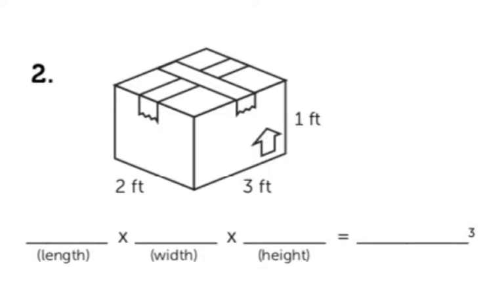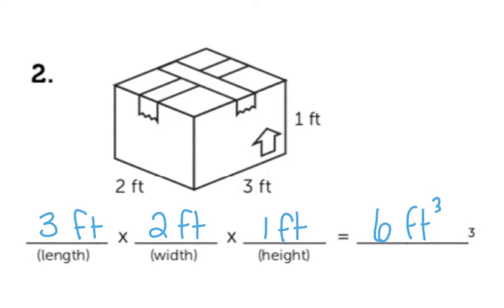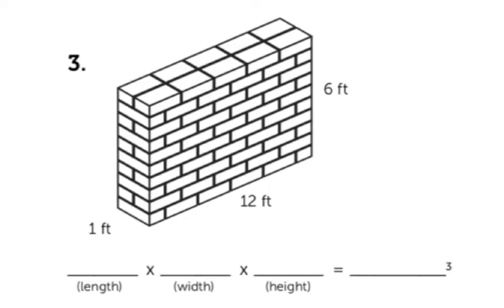All right, let's see how you did. For length, we're looking at the 2 sides. That would be 3 in this case. So 3 feet times the width would be 2 feet times the height would be 1 foot. So length times width times height, 3 times 2 times 1 is 6 feet cubed or cubic feet. And again, I know they've got that 3 there, but I'm just going to write it up here so it's easier to see. All right, try this next one now.